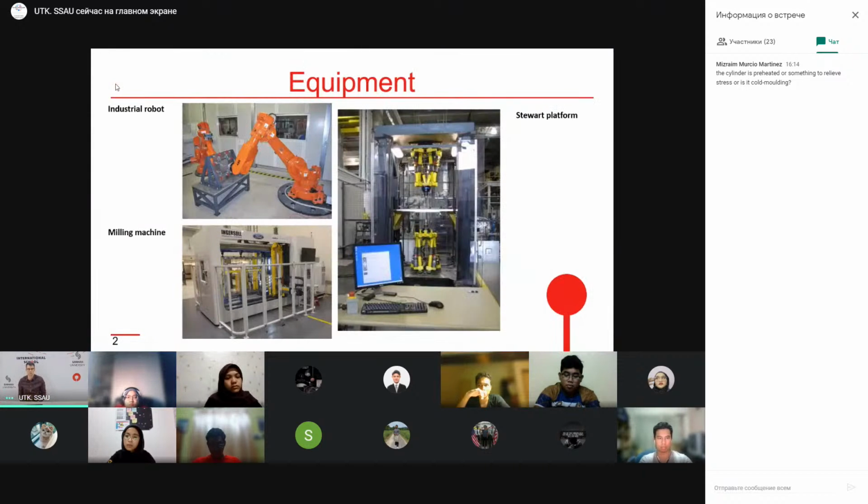What about equipment? What equipment do we need to use this technology? There are several options. The first one, we can use an industrial robot.